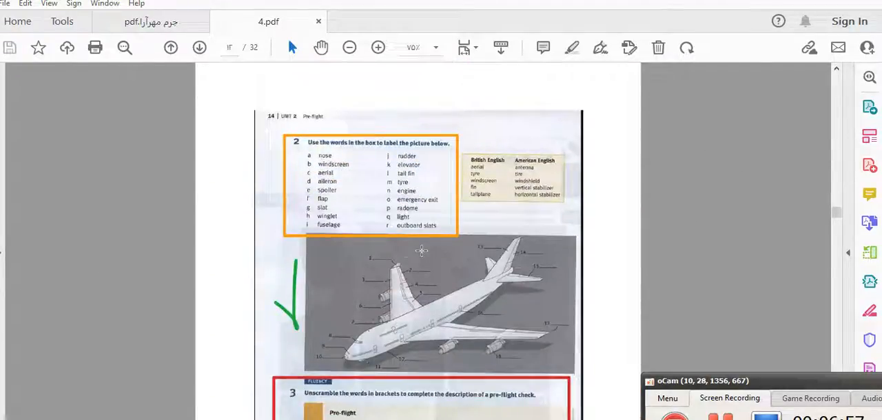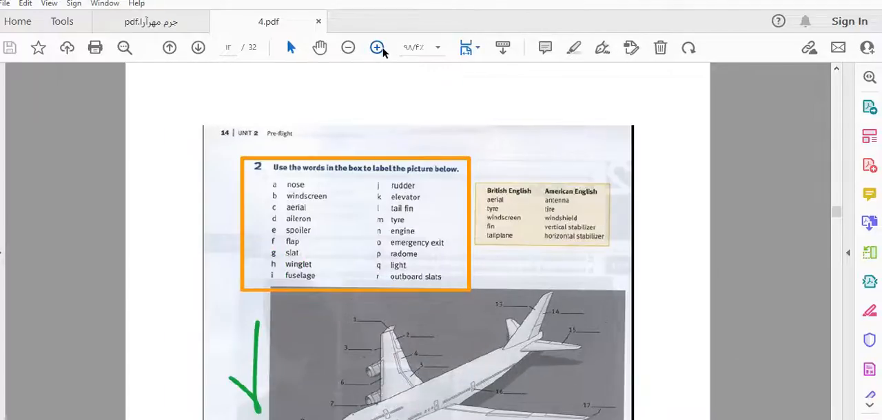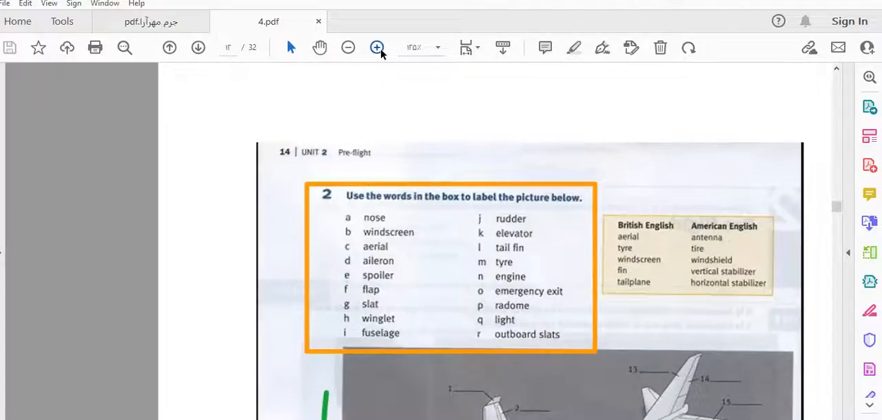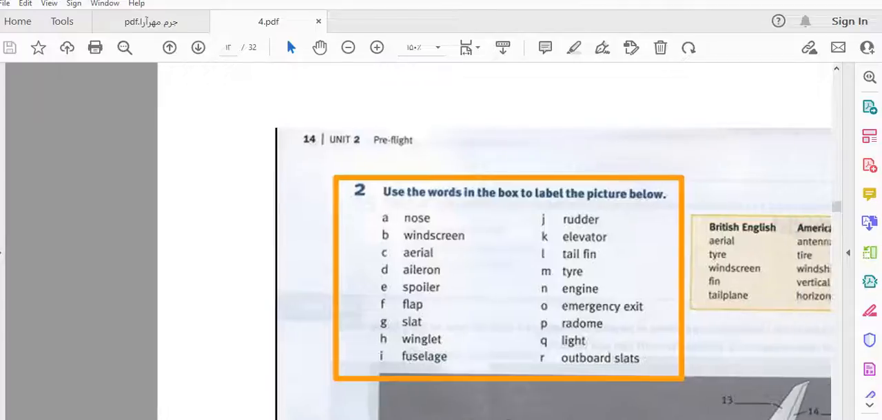Let's go to the next part. In this part, you can see different parts of an airplane. I'm going to show you.